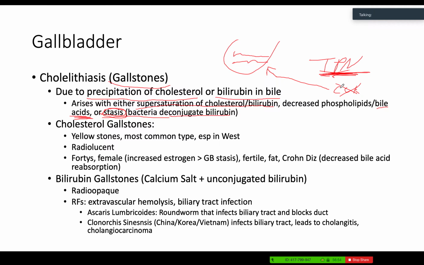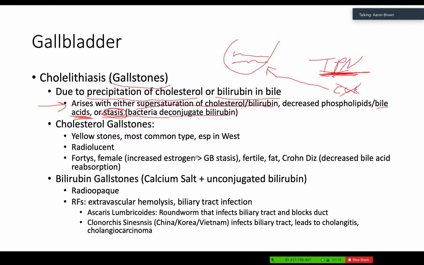Okay? So I think I just gave you a lot of information. With this very small bullet point, there's a lot of information here. Be comfortable with all of these ways to get gallstones. You can have a state of elevated cholesterol in your blood. Say you're a patient with hyperlipidemia. That leads to gallstones. You can have elevated bilirubin in your blood.